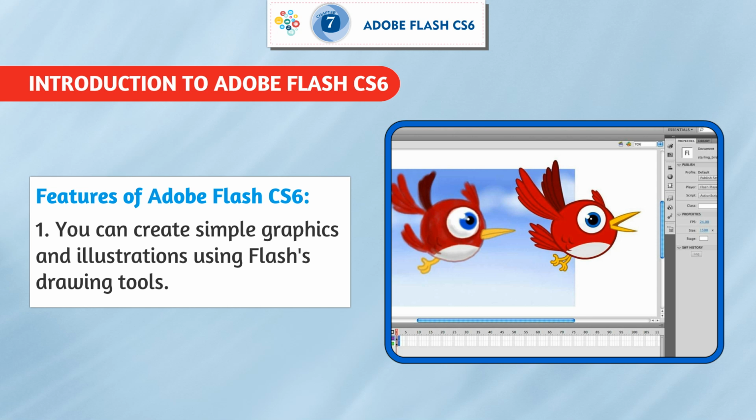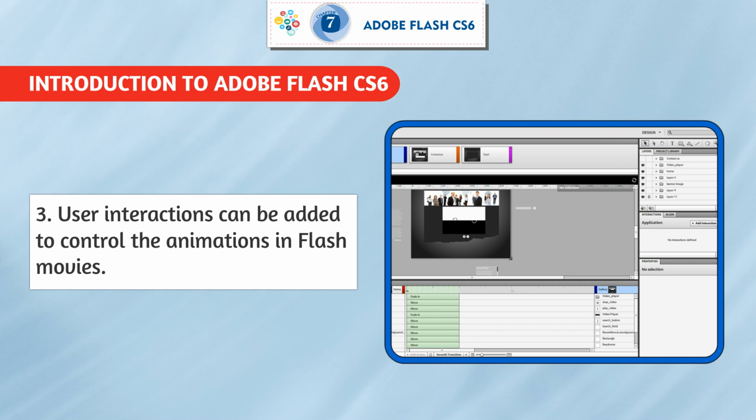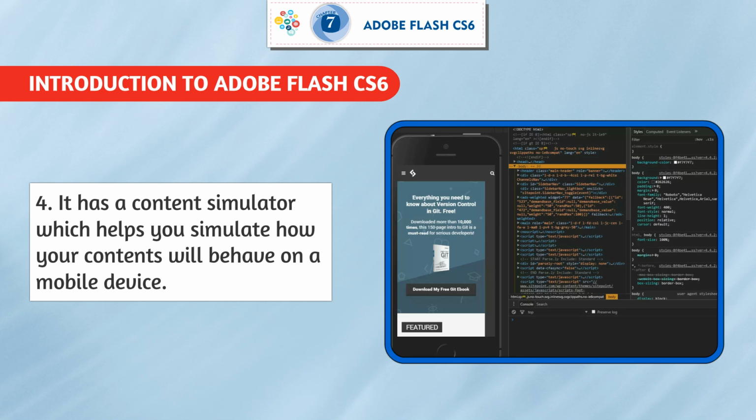Features of Adobe Flash CS6. 1. You can create simple graphics and illustrations using Flash's drawing tools. 2. You can include media effects like animations, slideshows, audio and video. 3. User interactions can be added to control the animations in Flash movies. 4. It has a content simulator which helps you simulate how your contents will behave on a mobile device.